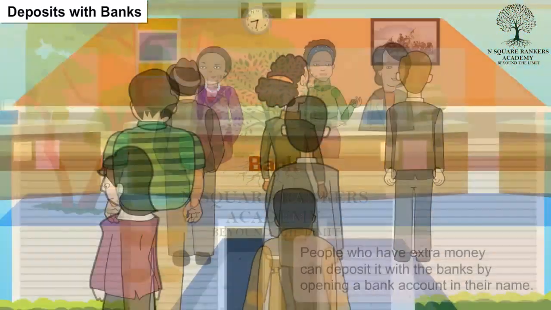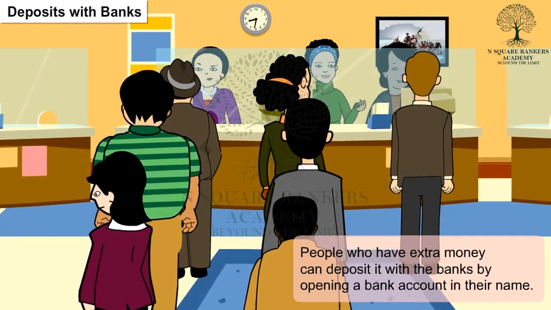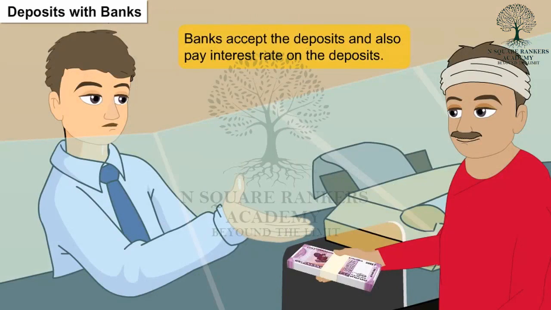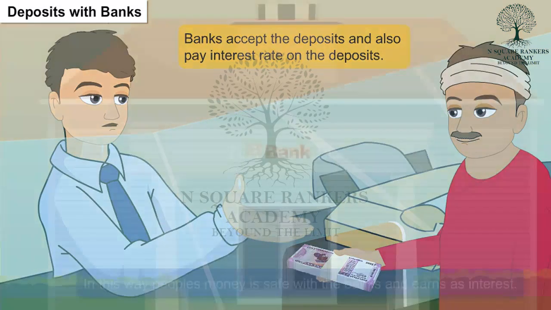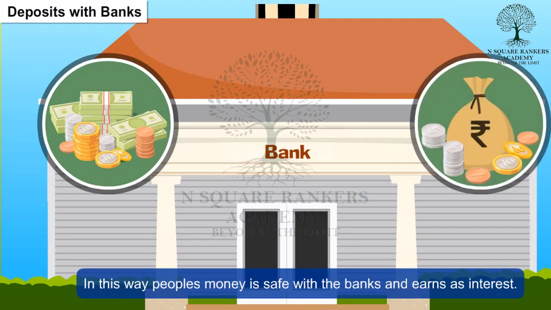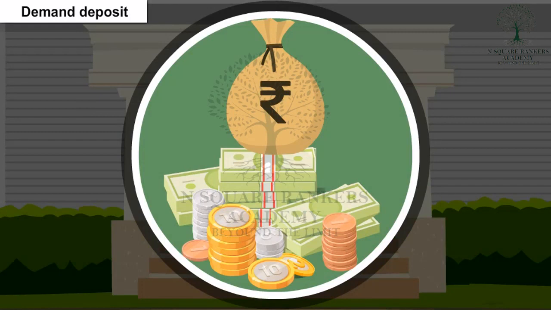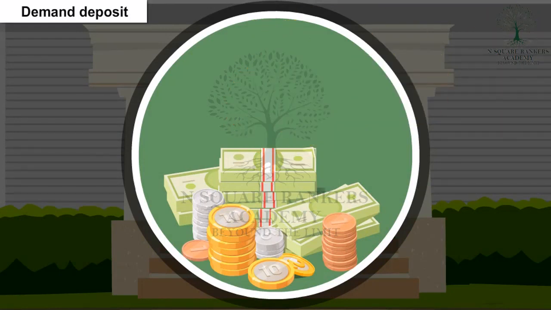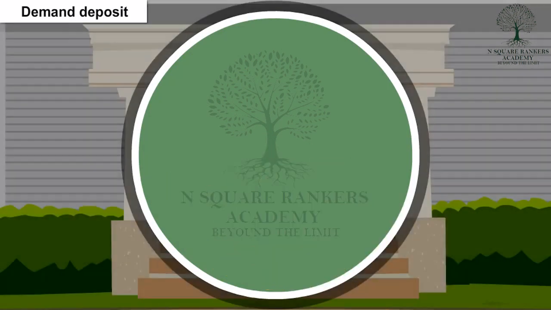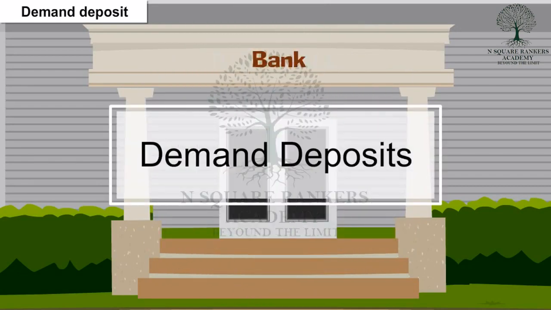Deposits with bank. People who have extra money can deposit it with banks by opening a bank account in their name. Banks accept the deposits and also pay interest on the deposits. In this way, people's money is safe with the banks and earns interest. Demand deposit. People also have the provision to withdraw the money as and when they require. Since the deposits in the bank accounts can be withdrawn on demand, these deposits are called demand deposits.